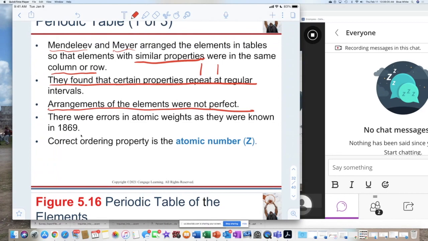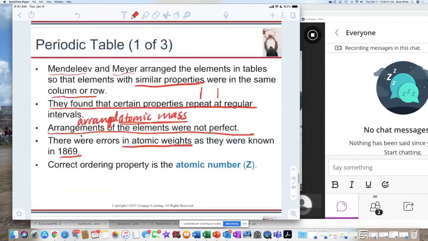Because what he did was he arranged the elements according to atomic mass. So after we learn about figuring out the atomic mass, he arranged elements according to atomic mass. Well, because there were errors in figuring out the atomic mass or the atomic weight, in 1869, scientists decided that they should not use atomic weights or atomic masses to sort out these elements because they were bringing about errors. They decided to move on to atomic number.